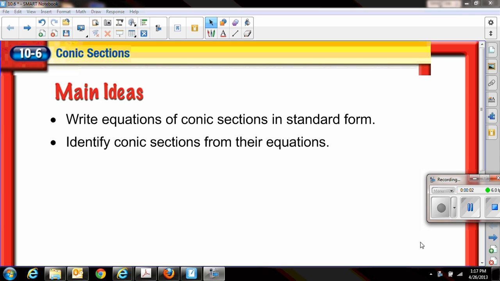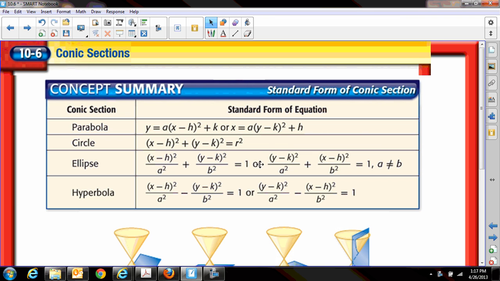All right, ladies and gentlemen. 10.6, we are putting everything together. We're going to take all four conic sections, the parabola, the ellipse, the circle, and the hyperbola, and we're going to figure out which one's which, and we're going to work on graphing them.